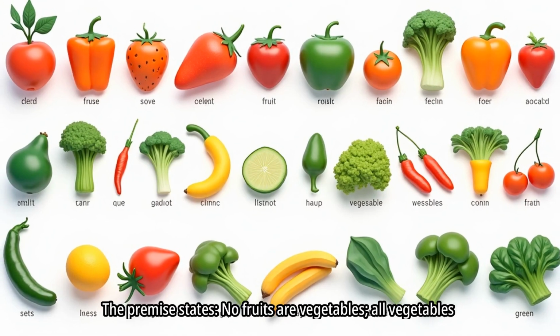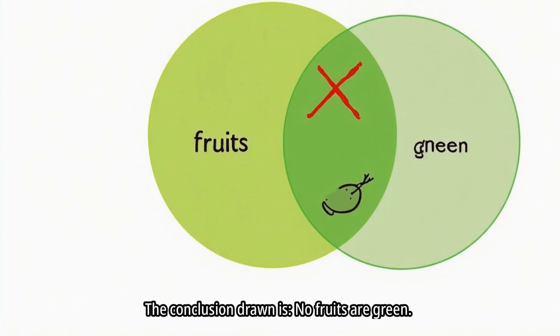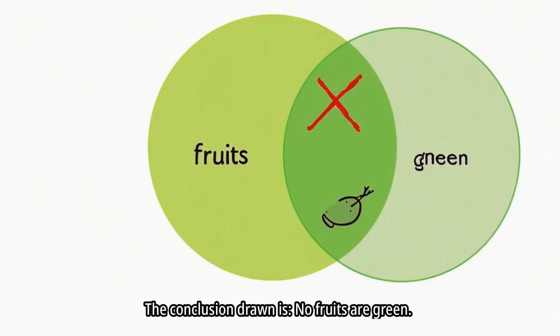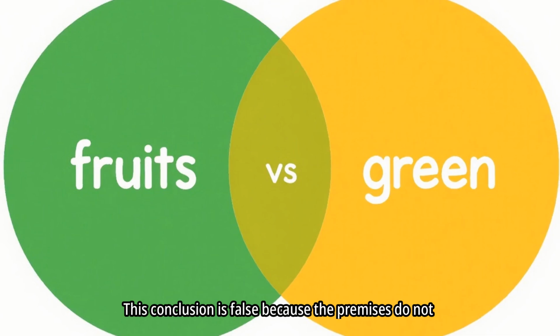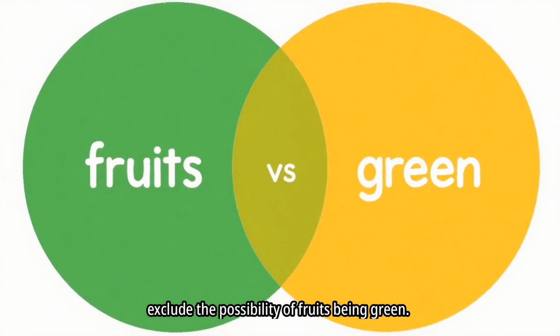The premise states, no fruits are vegetables, all vegetables are green. The conclusion drawn is, no fruits are green. This conclusion is false because the premises do not exclude the possibility of fruits being green.